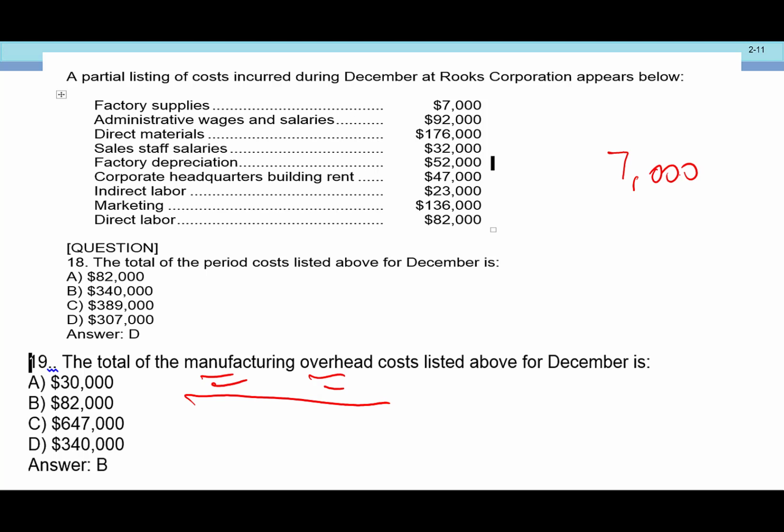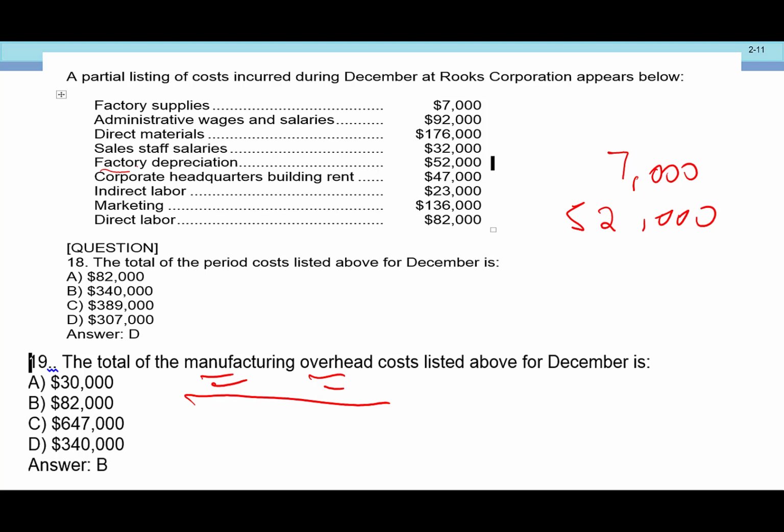How about factory depreciation? That's part of the all others category, isn't it? Okay, it's indirect, too difficult to trace, and it's depreciation on the factory. We manufacture things. How about corporate headquarters building rent? Administrative costs, that is going to be expenses incurred, right? It's not a product cost. It is not a manufacturing cost.